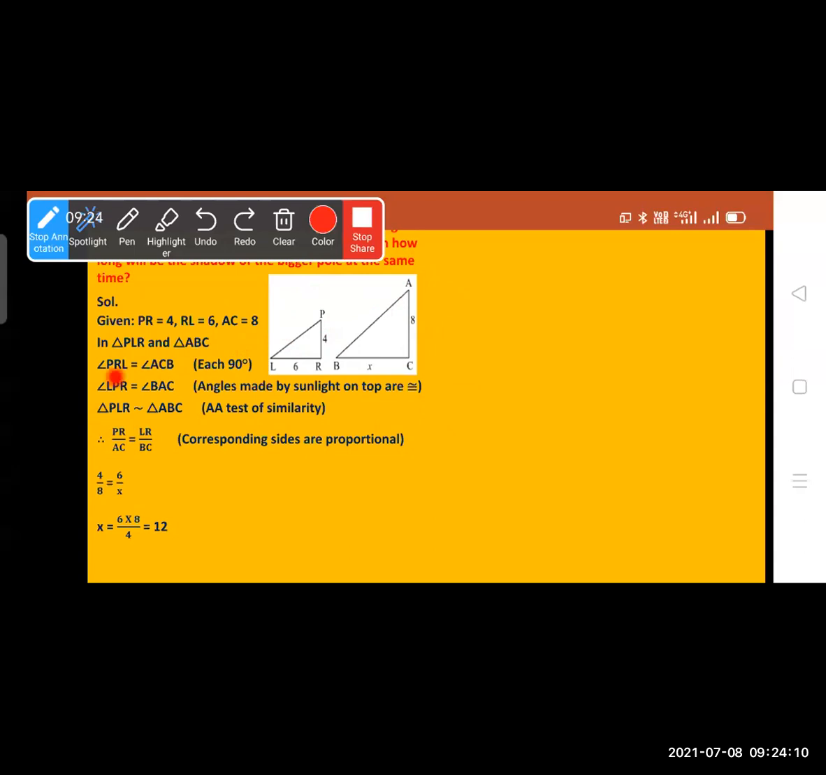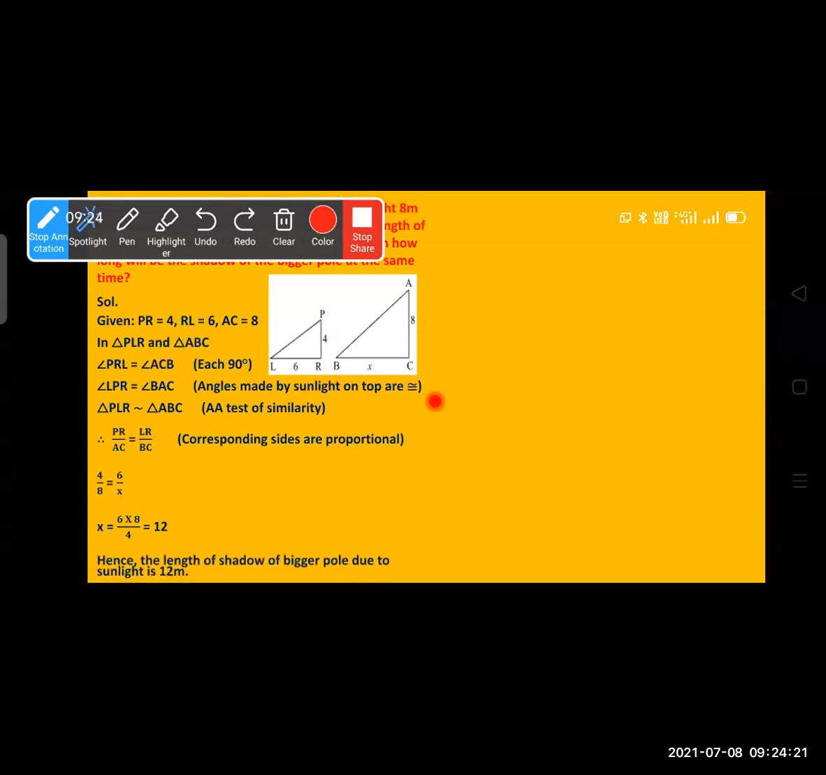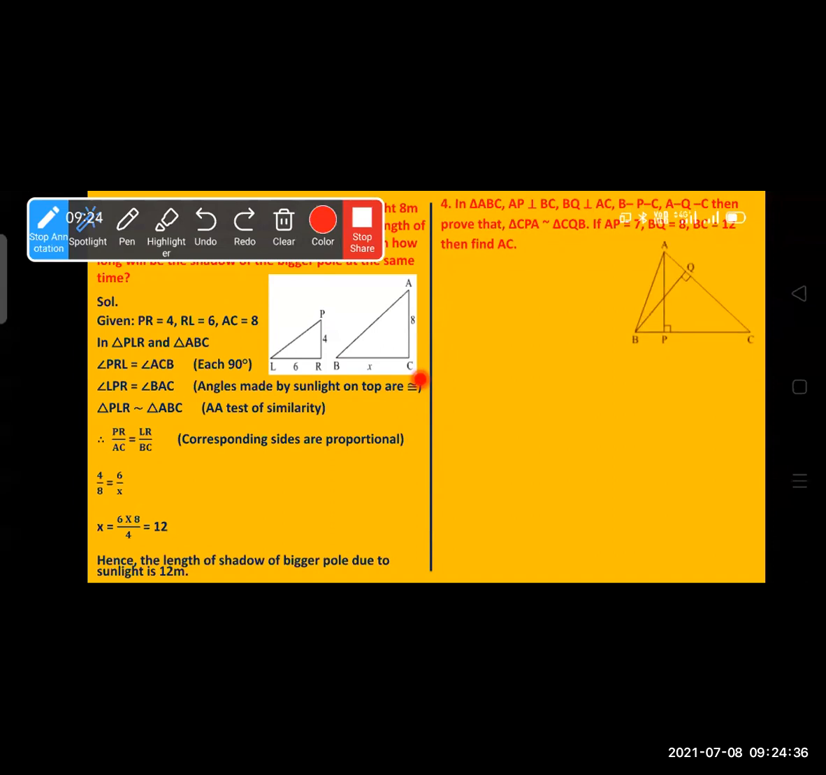So here we write PR by AC equal to LR by BC. PR is given, PR is 4, AC is 8, LR is 6, you have to find BC. So cross multiply it. Here we take BC is equal to X. So X cross multiply it. So here we get X is equal to 6 into 8 by 4.